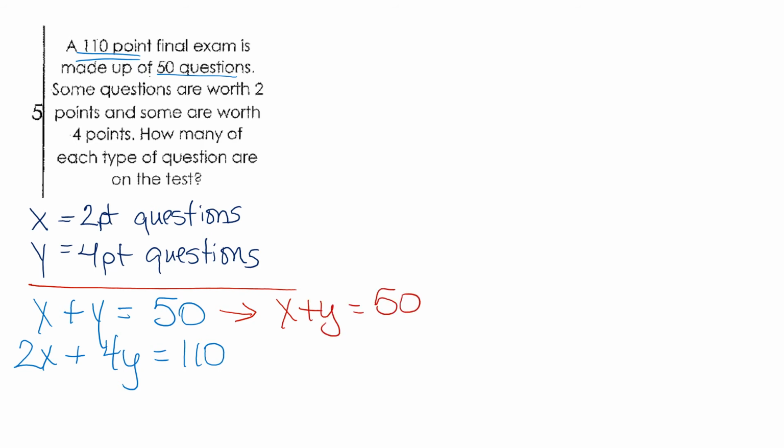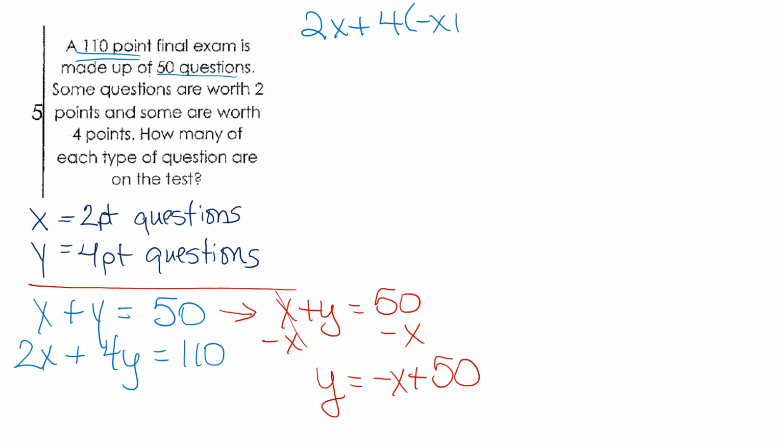So I'm going to subtract x on both sides. That's going to leave me with y equals negative x plus 50 so that I can use that to substitute and solve. So our equation, we've got 2x plus 4. Instead of the y, I'm going to substitute in negative x plus 50 equals 110. You need to use your distributive property.